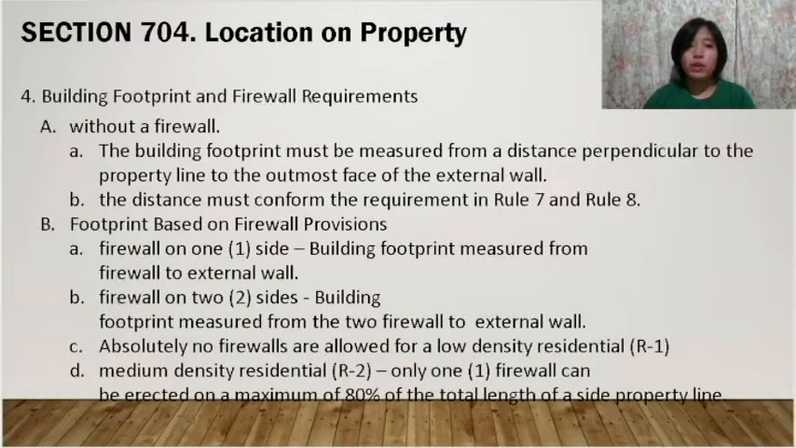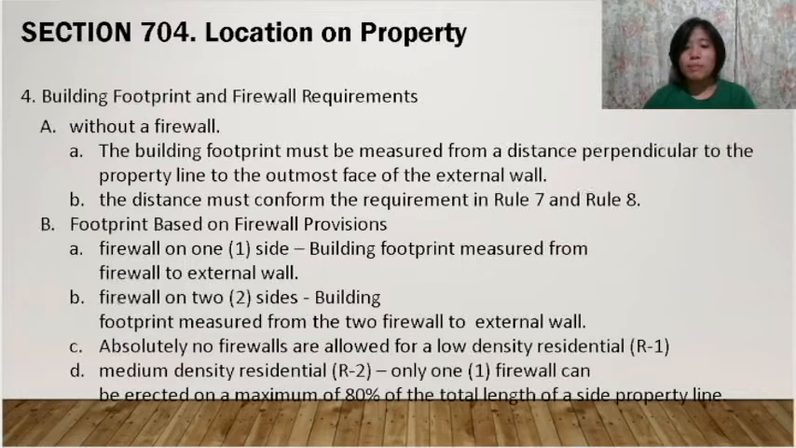Number four, building footprints and firewall. Without a firewall, a building footprint must be measured from the distance perpendicular to the property line to the outermost face of the external walls. The distance must conform to the requirements in Rule 7 and Rule 8. Footprint based on firewall provisions. Firewall on one side.